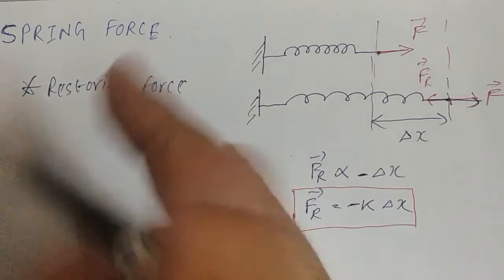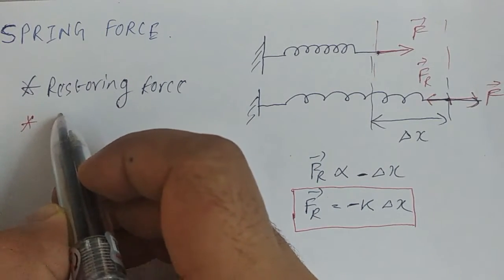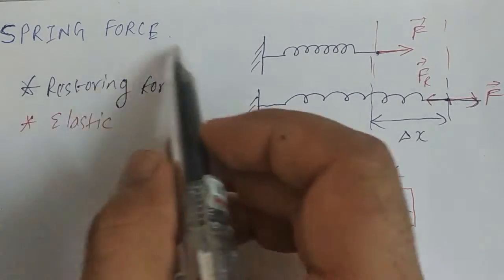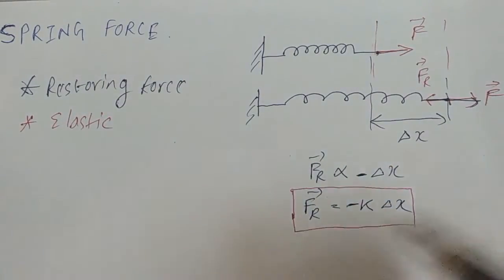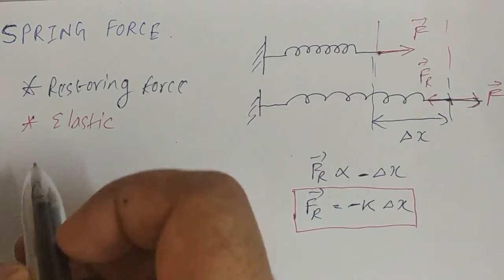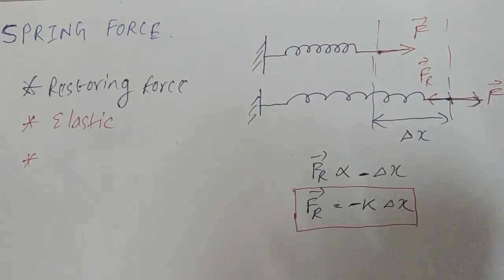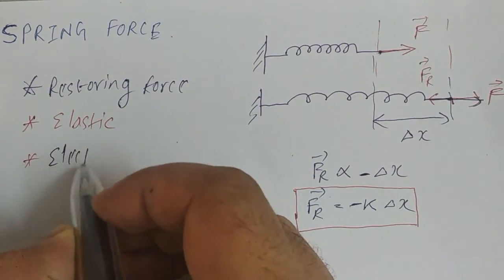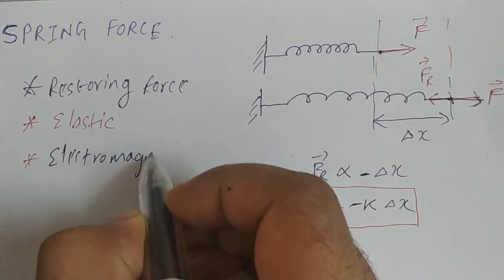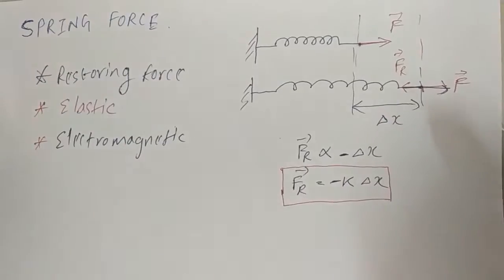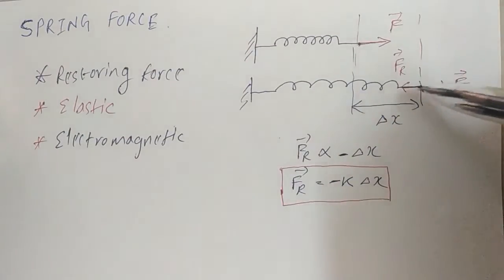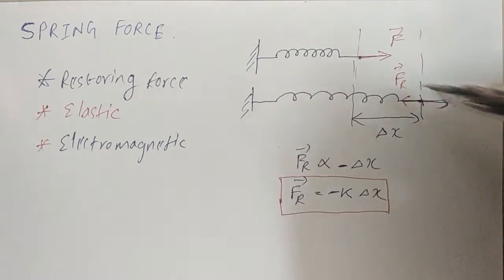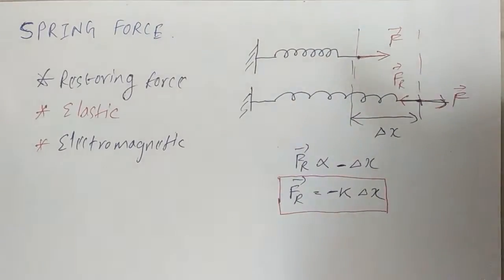Now the second point here is that it exists in an elastic object. So the spring force is, you can say, elastic in nature. Now the nature of this force is also electromagnetic, because the spring is also made out of atoms, and between atoms electromagnetic force exists.